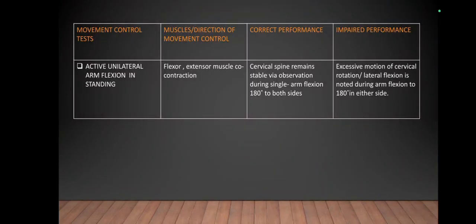Movement control test. Active unilateral arm flexion in standing. Muscle or direction of movement control: flexor extensor muscle co-contraction. Correct performance. Cervical spine remains stable via observation during single arm flexion 180 degrees to both sides. Impaired performance. Excessive motion of cervical rotation or lateral flexion is noted during arm flexion to 180 degrees on either side.